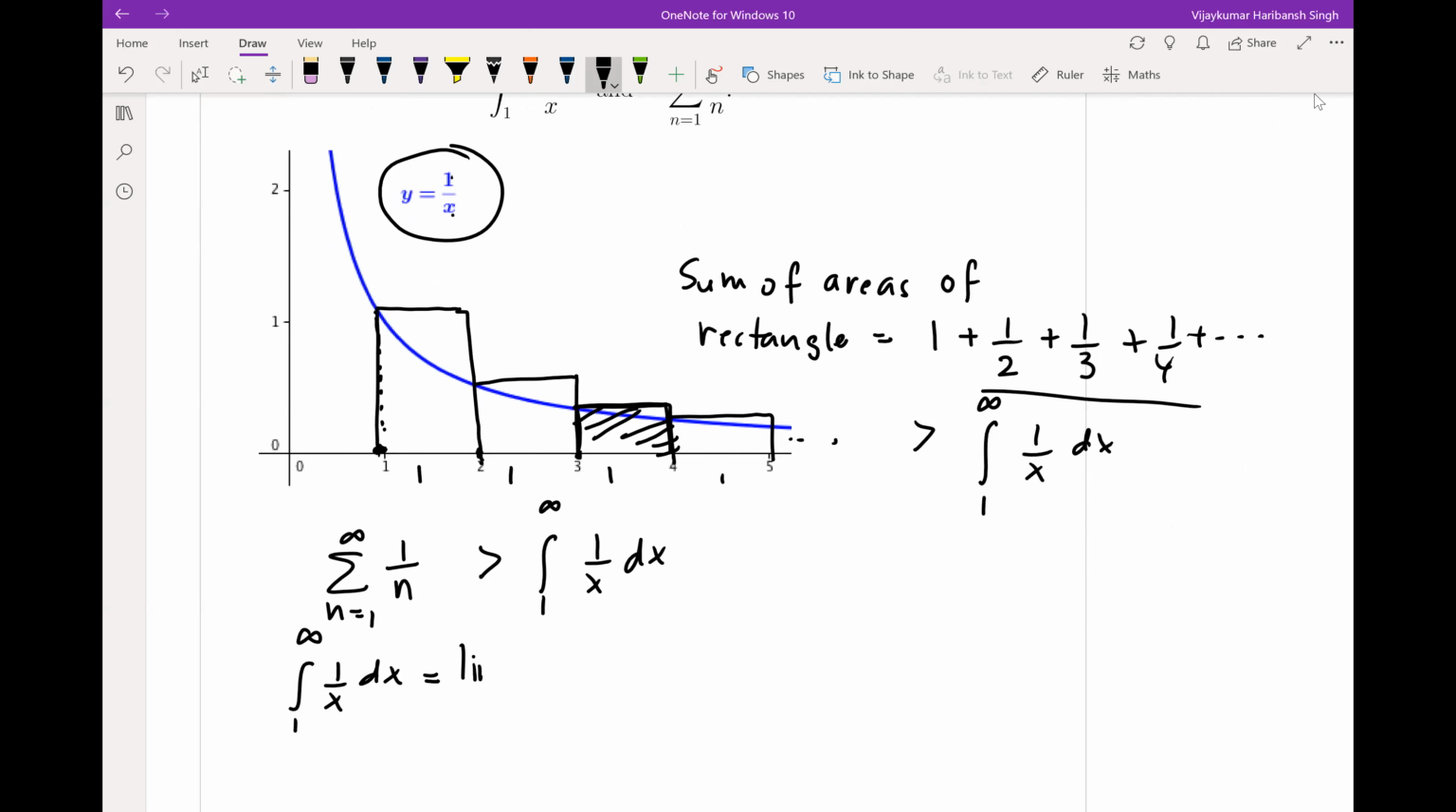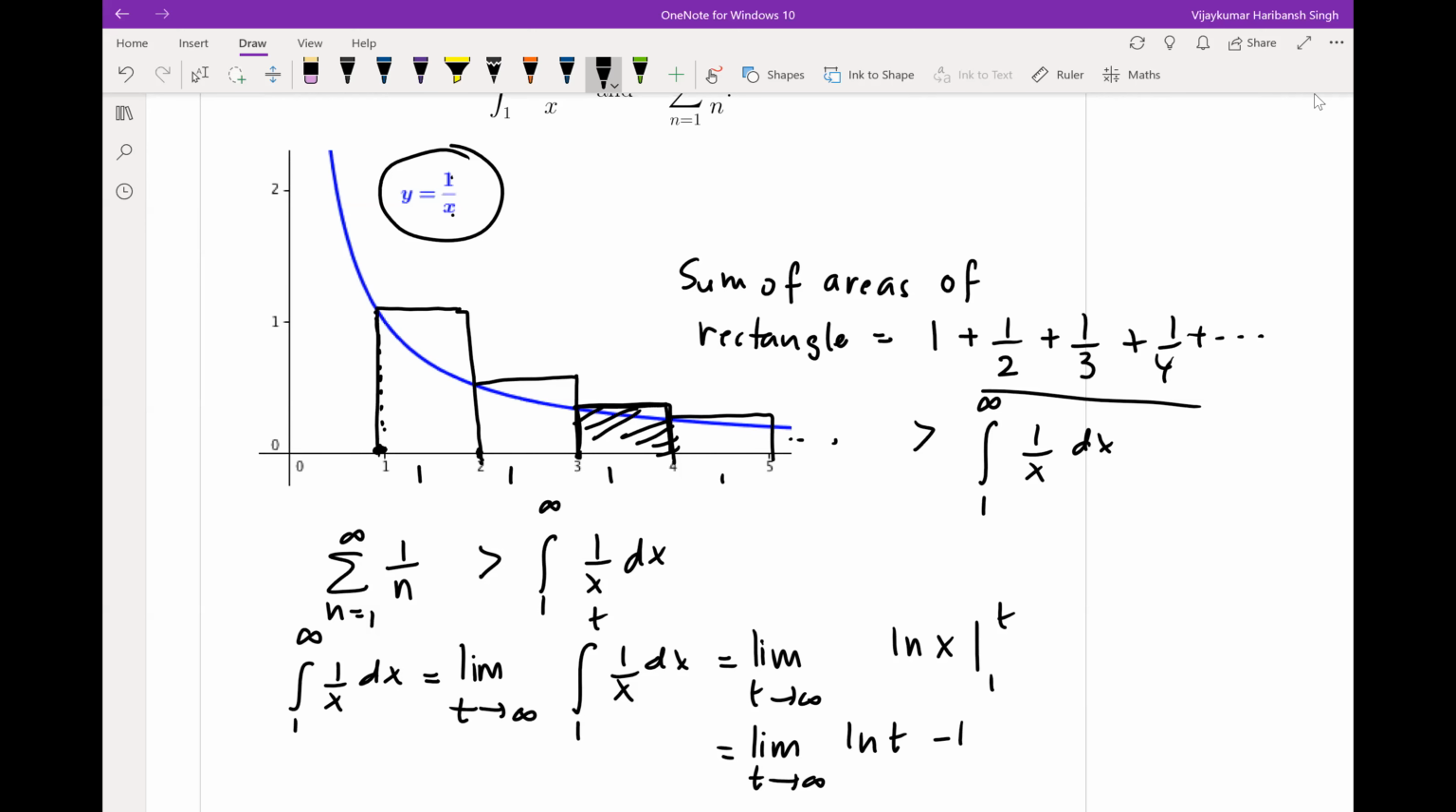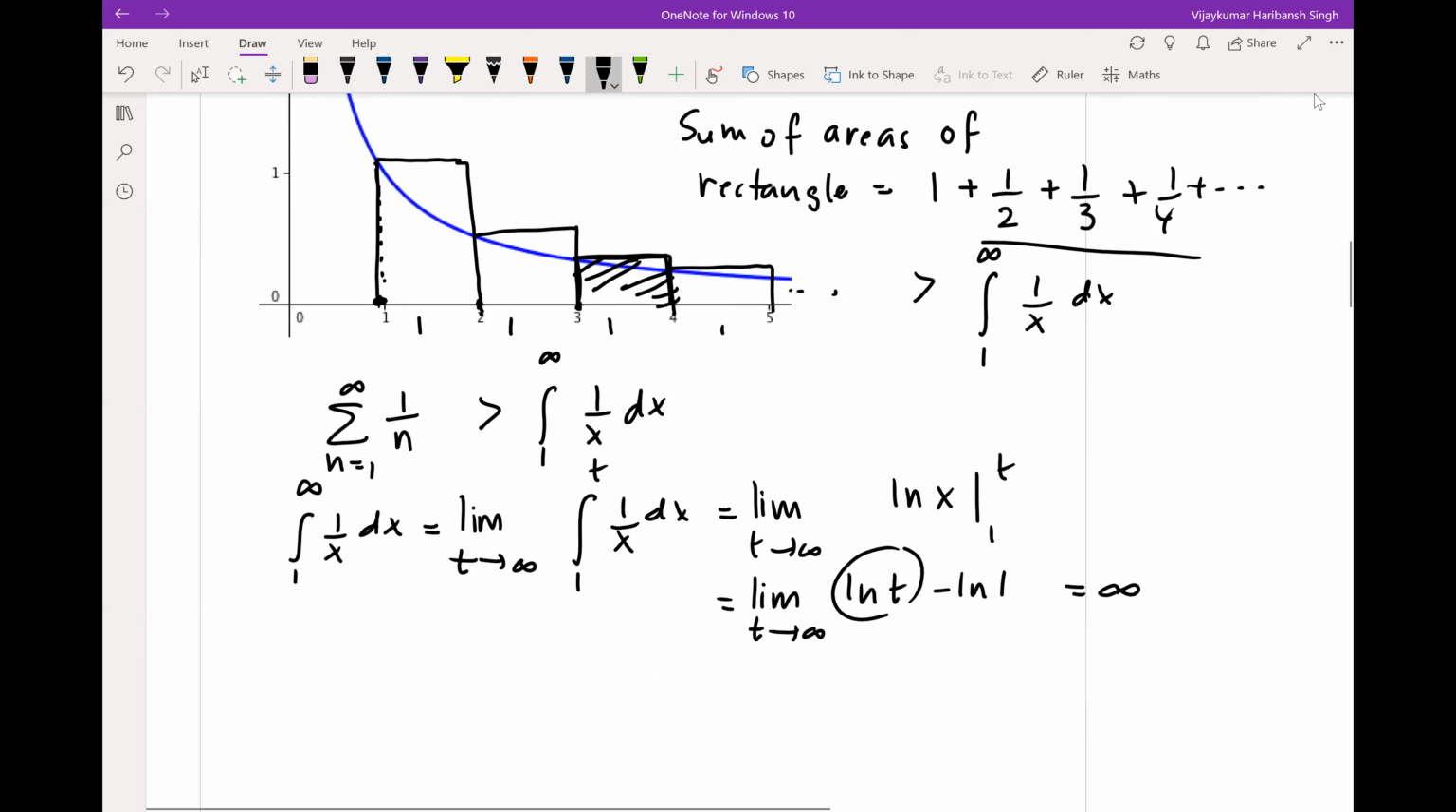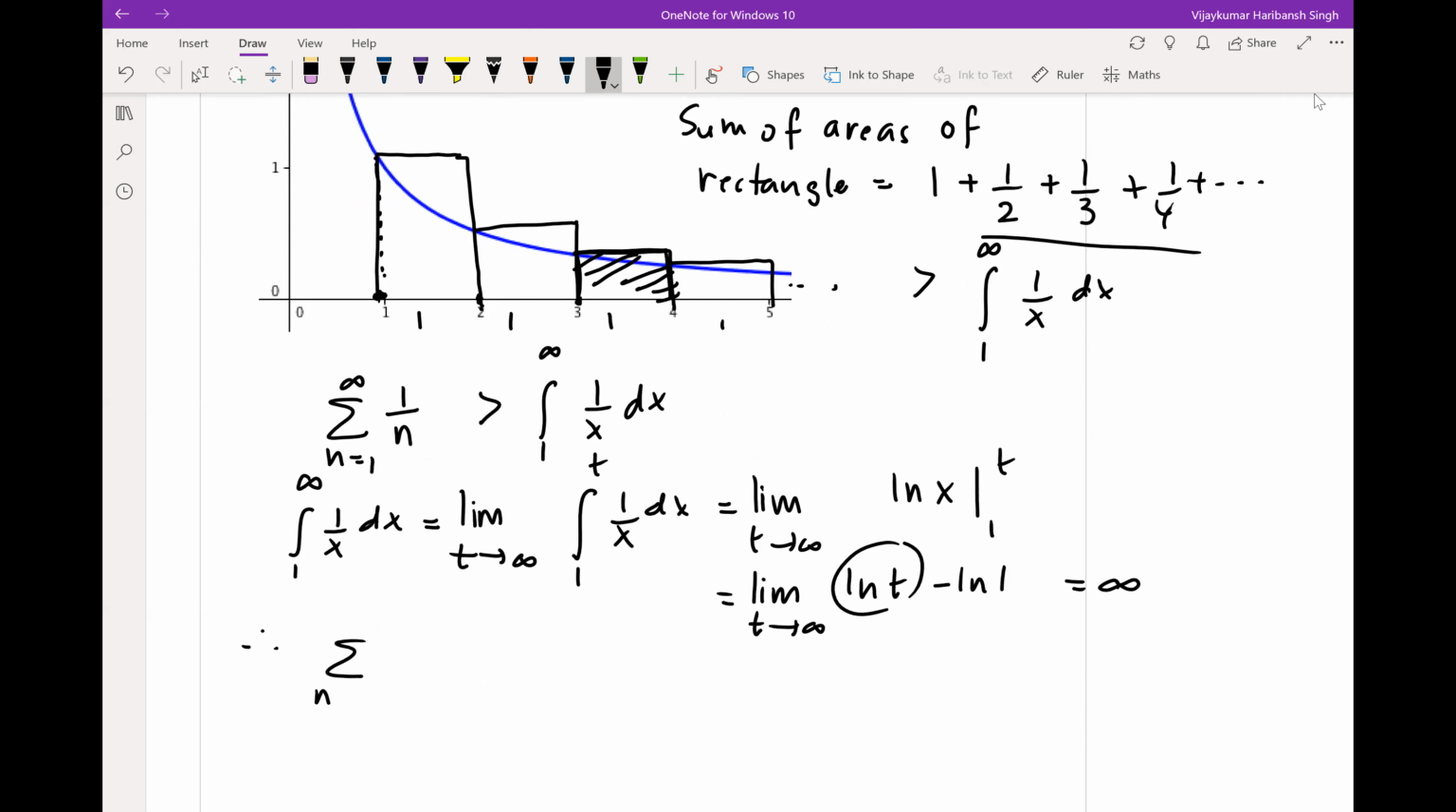That is the same as the limit as t goes to infinity of the integral from 1 to t of 1 by x dx, which is going to be the limit as t goes to infinity of ln x from 1 to t. That is going to be the limit as t goes to infinity of ln t minus ln 1. And as t goes to infinity, this will go to infinity, and this leads to this diverges. So therefore, we get the summation of 1 by n diverges.